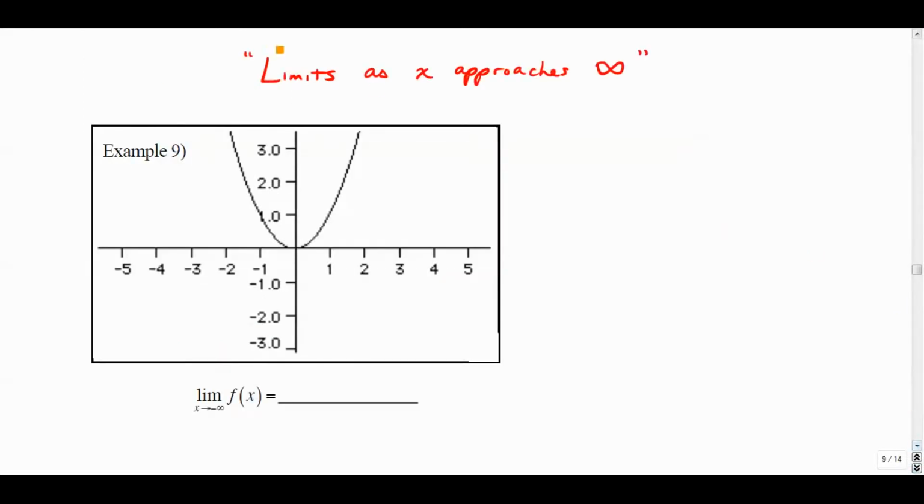Number 9. So here we're going to look at the limit of this function as x approaches -infinity. So as the x values get smaller and smaller, what happens to the y values? Well, they get bigger and bigger.